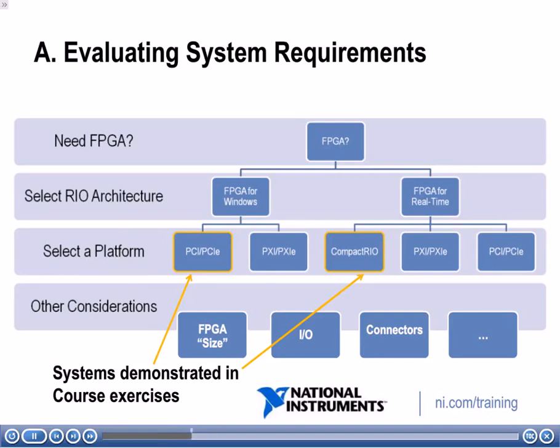Once you've selected that, then you have to figure out what's the platform that I want to run on. So do I want to use a PCI or PXI, or am I going to use a CompactRIO? So after you've selected your platform, then you might want to think about other considerations when you're selecting your hardware. For example, you might want to look at the FPGA size, what kind of I/O do you need, and things like that. In this course, the exercises will be done on two different platforms. So one will be for FPGA for Windows. You'll be using a PCI R-Series card. And if you're doing the real-time exercises, then we'll be using the CompactRIO platform.